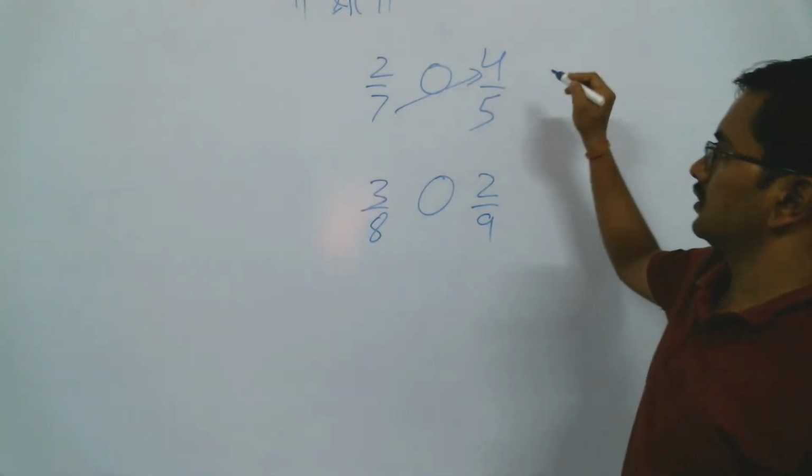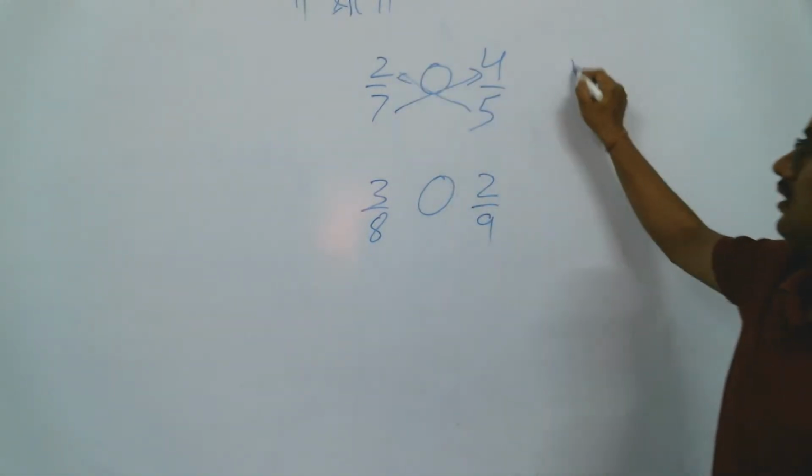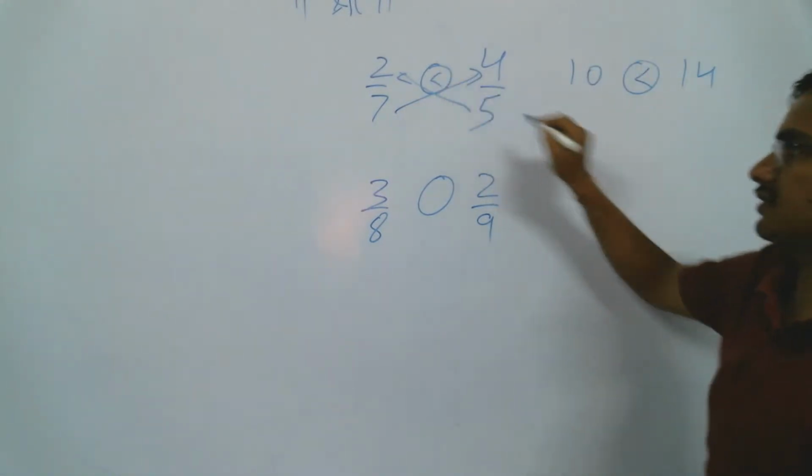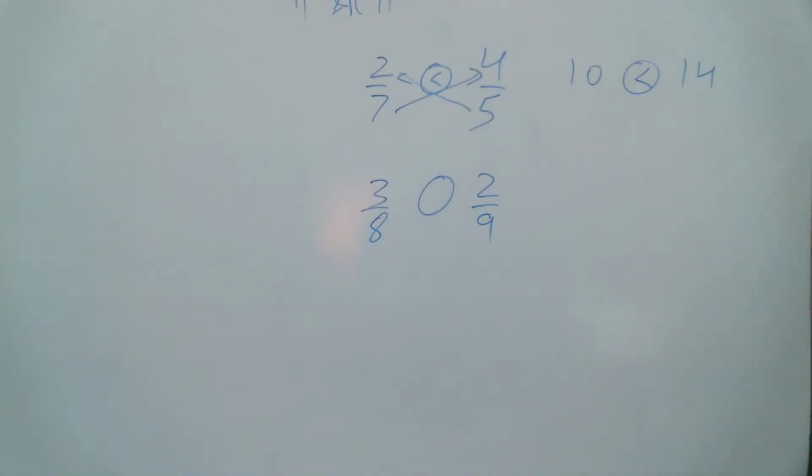Here, as you can see, 10 or 14. We know that 14 is greater, so 4 by 5 is greater. 3 by 8 or 2 by 9. Do the cross multiply.